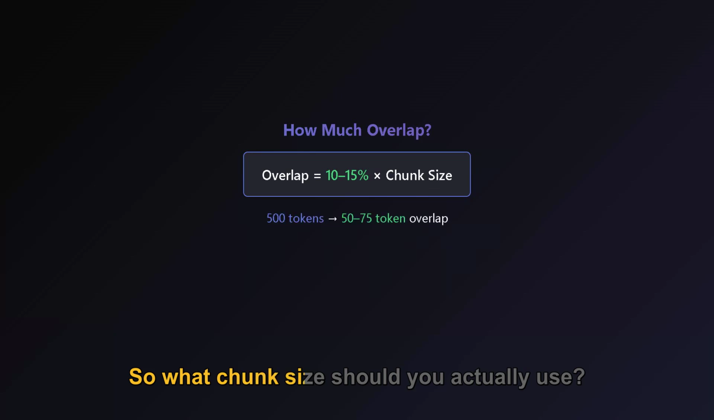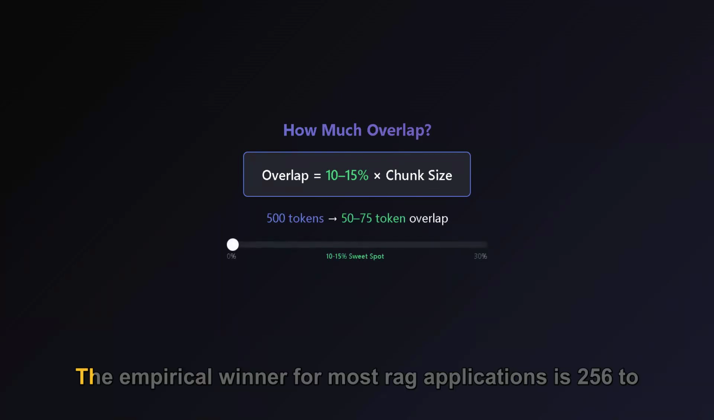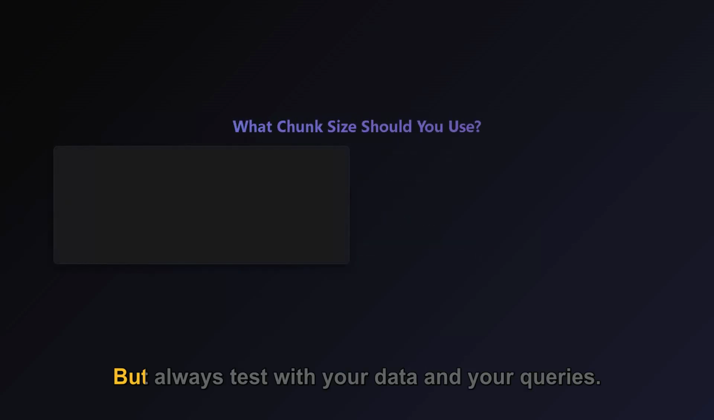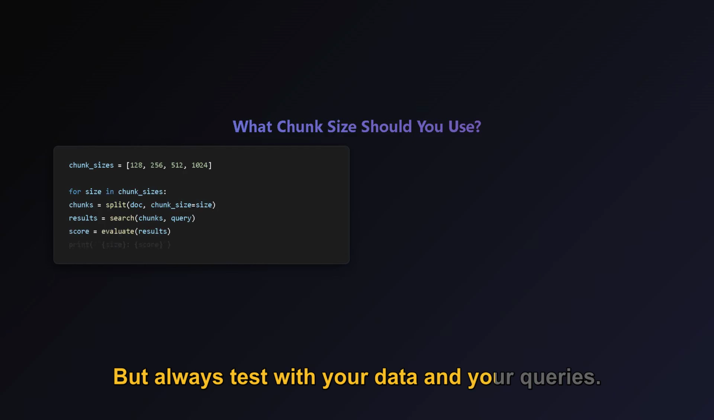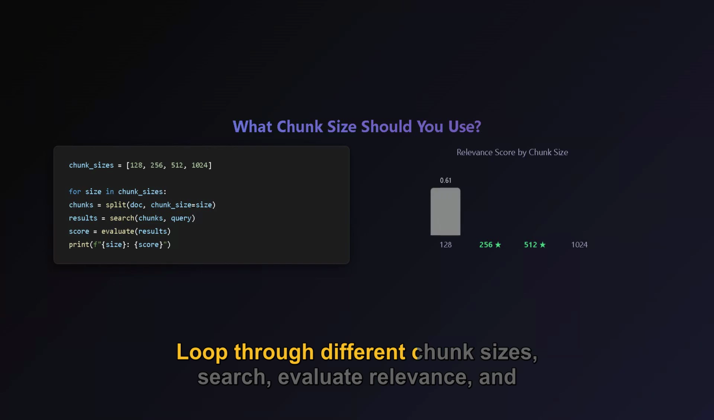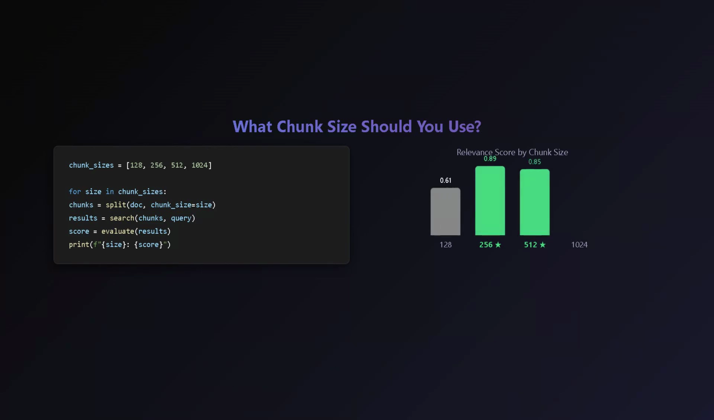So what chunk size should you actually use? The empirical winner for most RAG applications is 256 to 512 tokens with 10 to 15% overlap. But always test with your data and your queries. Here's a quick experiment. Loop through different chunk sizes, search, evaluate relevance, and pick the winner.